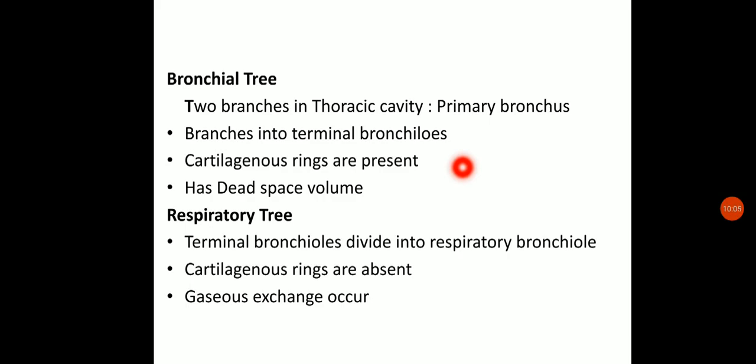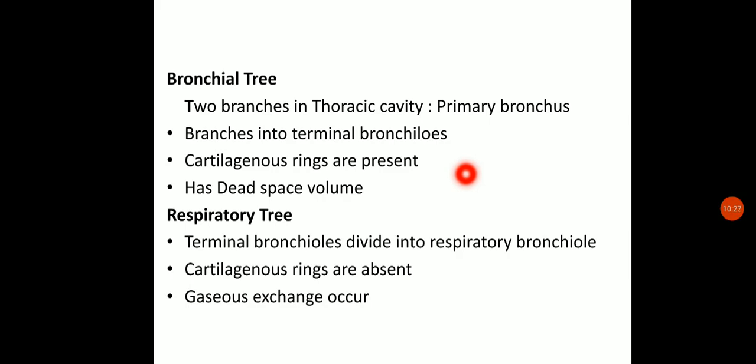So this volume will not be used at all. It will always be present in the trachea, but it will not be used. That is the bronchial dead space volume. So the bronchial tree has two main characteristics. First, the cartilaginous rings are present, and second, it has this dead space volume.